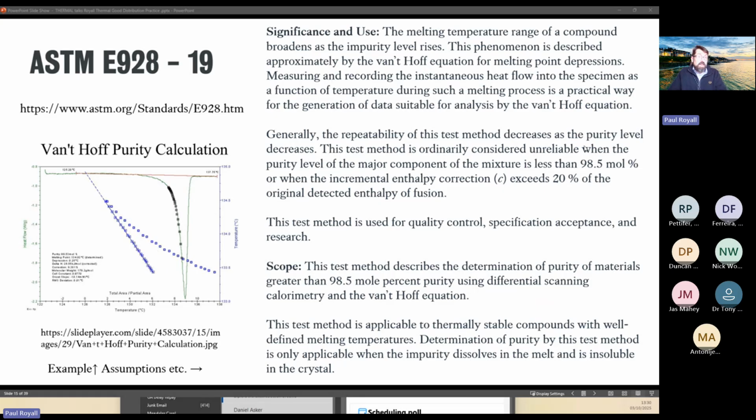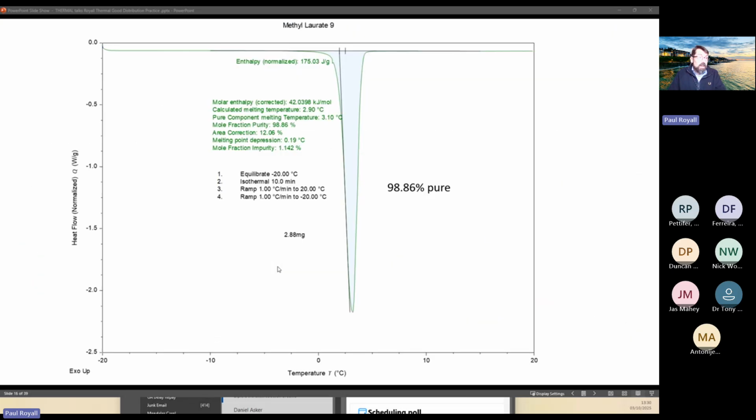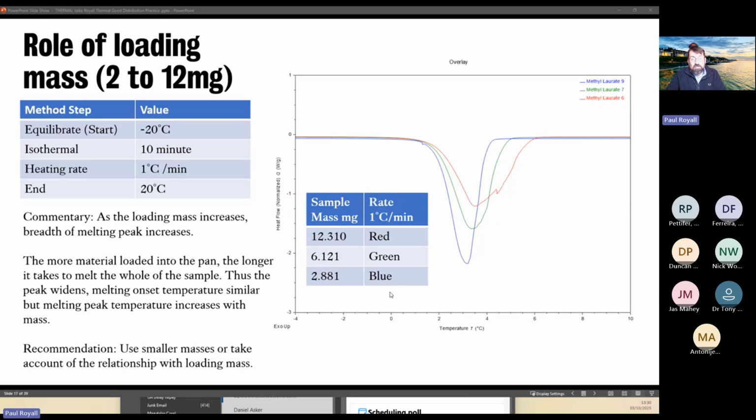So what we're doing here is we're using the DSC to measure the purity, and then we're doing some temperature cycles and then seeing if that purity level is maintained. This is the methyl laurate with that small amount of dye in. That system, luckily, is just about above that cutoff, at 98.86% pure.